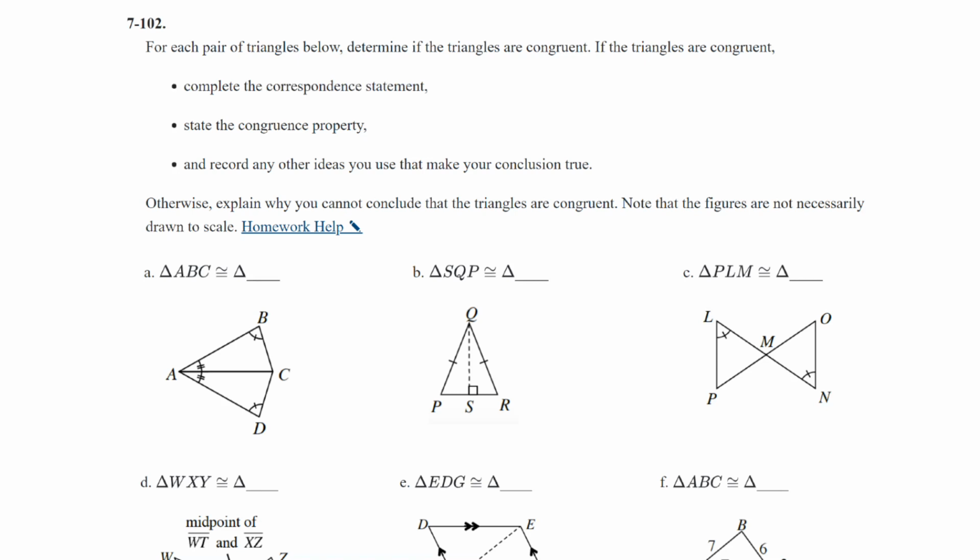So on part A, we have triangle ABC is congruent to what? Well, let's see what we have marked. We know that this angle is congruent to that angle. We also have this angle over here congruent to this one.